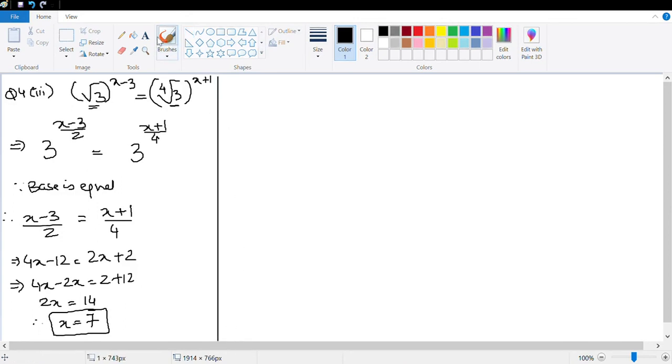Let's move on and solve the next question. Simple, isn't it? Chalo, let's solve question number 6. Question number 6 says: the root of 32 to the power x, divided by 2 to the power y plus 1, is equal to 1.